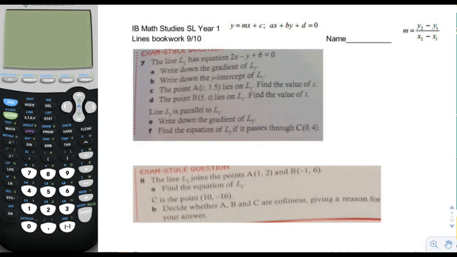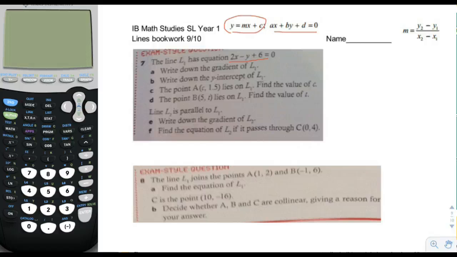Okay, lines, page 9. Line L1 has an equation 2x minus y plus 6 equals 0. Write down the gradient of L1. Okay, we can't see the gradient yet because it's in standard form. It's not in gradient intercept form. So let's put it in gradient intercept form first.